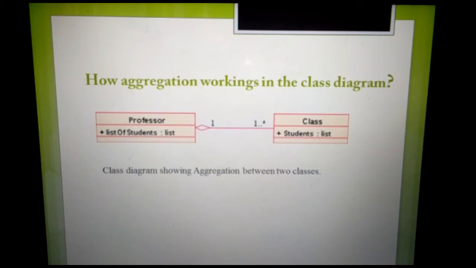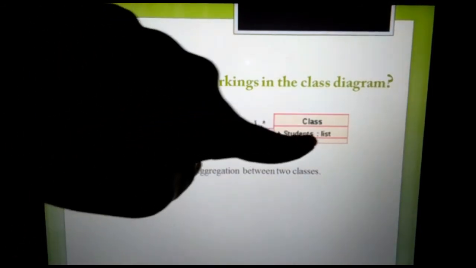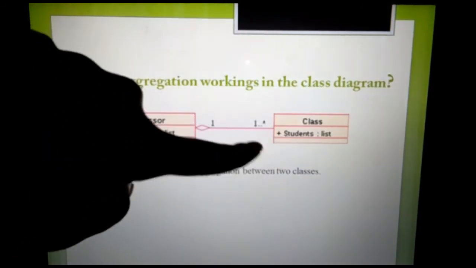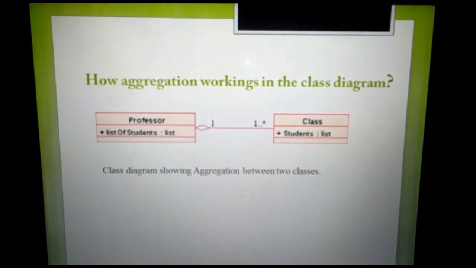Class diagram showing aggregation between two classes, which are professor and class. Here, a professor has a class to teach. Professor will be the containing class, and class will be the contained class. Class does not depend on the professor.